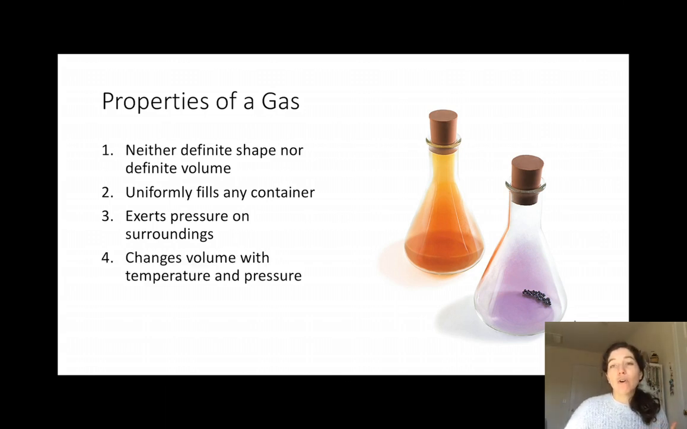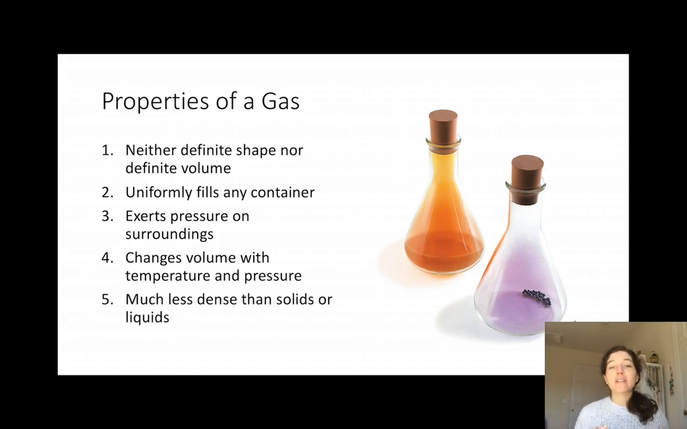Gases also change volume, i.e. how much space they occupy, with temperature and pressure. As you heat them up, they're going to change their volume. As you change the pressure, they will also change their volume. The other thing to know is that gases are much less dense than solids and liquids, way, way, way less dense. Remember that density is mass over volume. So in any given volume, there's going to be less mass if you have a gas versus a solid or a liquid.